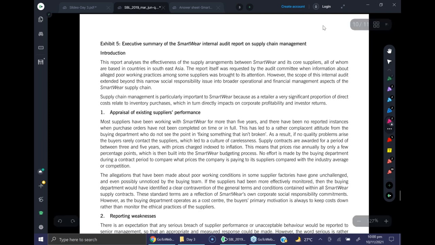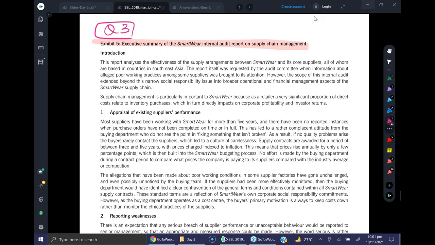Okay, exhibit five now, guys. Exhibit five is the executive summary of the Smartware internal audit report on supply chain management. Which requirement do you think will be relevant here? So this is straight away for question number three. You're right.